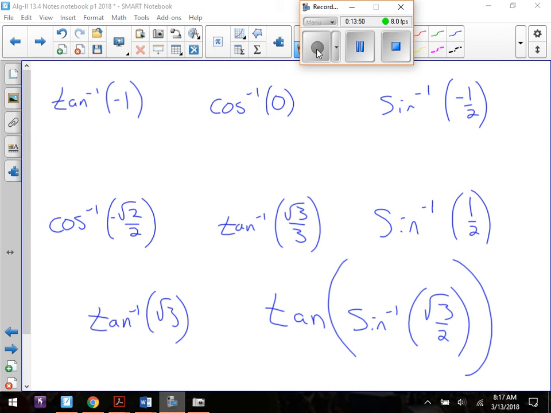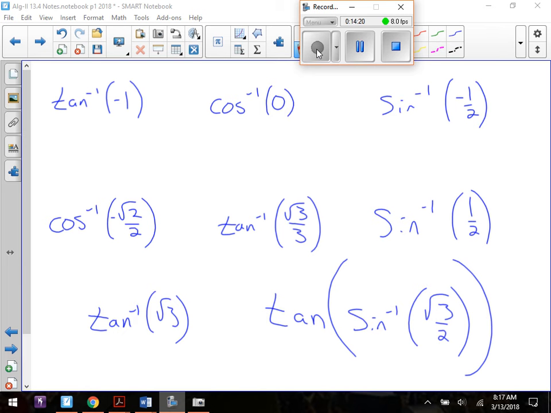Negative 45, negative pi over 4. You okay with that one? All right. Cosine, what angle has a cosine of 0? 90 or pi over 2. Very good. Sine, negative 1/2. Negative 30, negative pi over 6. Cosine, negative root 2 over 2.